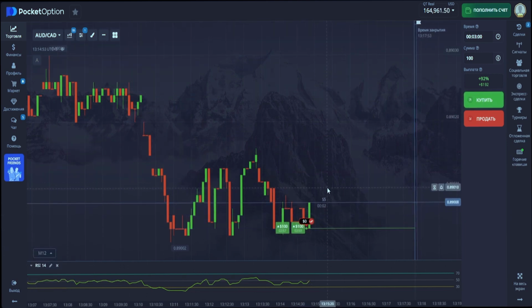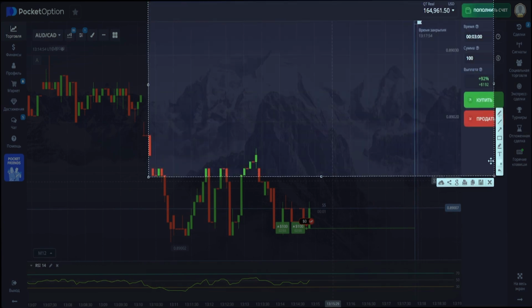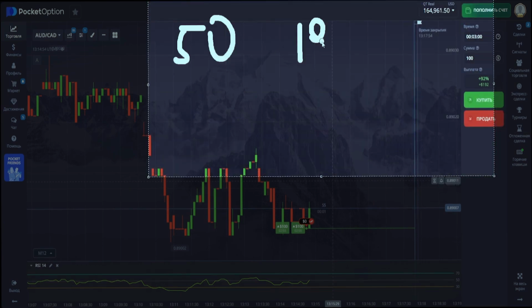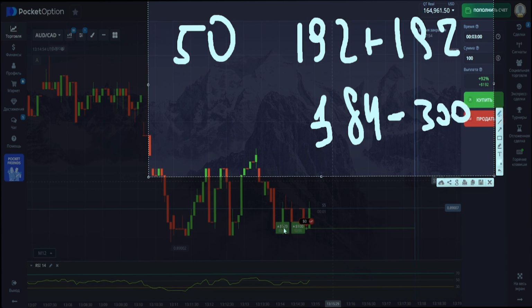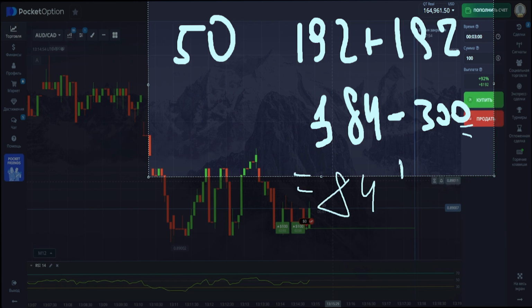If these trades close in profit, then the win rate will be 50%. But for these 2 trades, you and I will get $192 plus another $192. That comes out to $384 minus $300, because the first trade was open for $100 and this one is for $200.